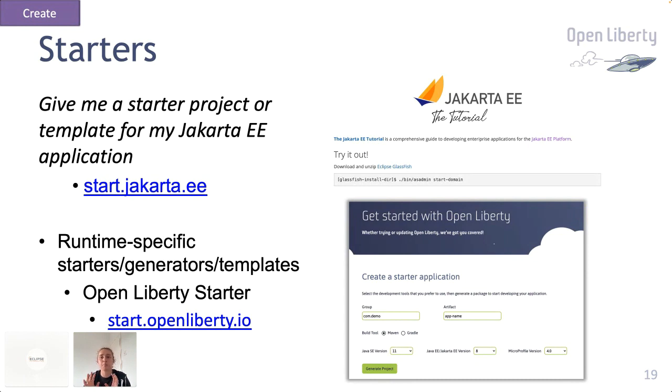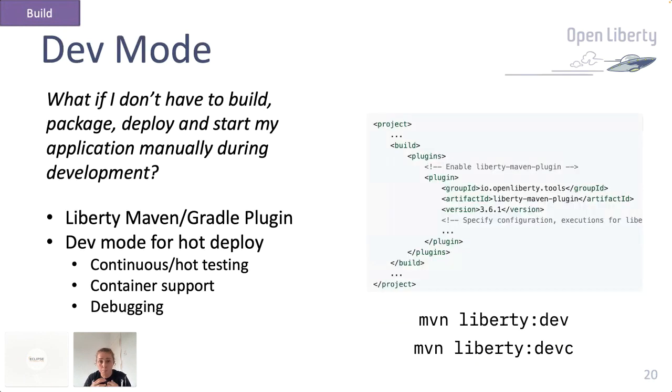Okay, so now that we've got the basic template of an application and we can start utilizing it, what about actually being able to build that application? Because at some point we're going to need to build to be able to actually utilize this application. And one of the tools that you can make use of is dev mode. So dev mode is an OpenLiberty specific feature.